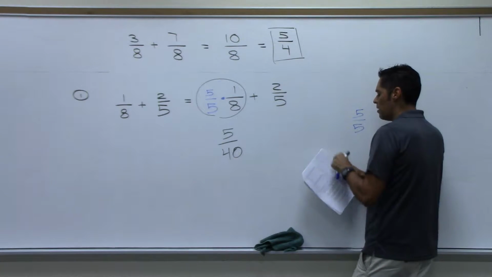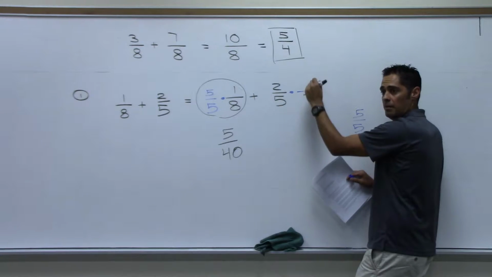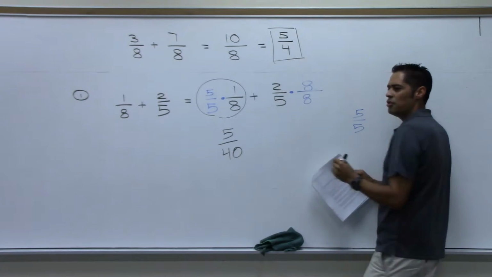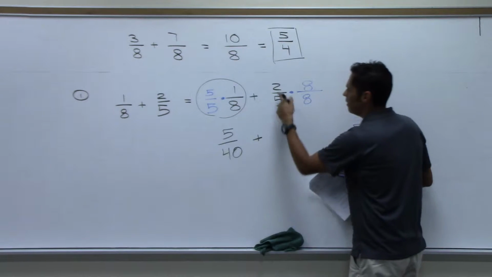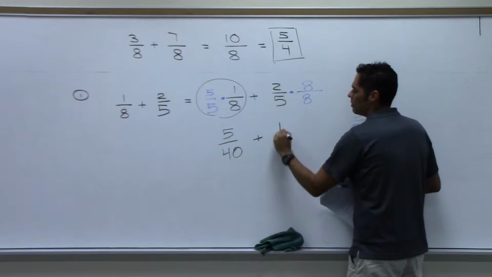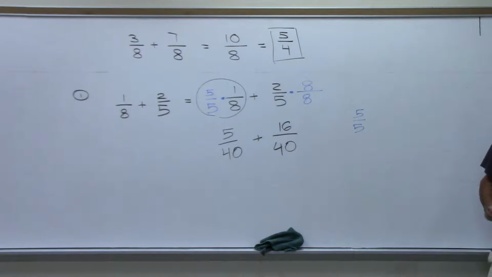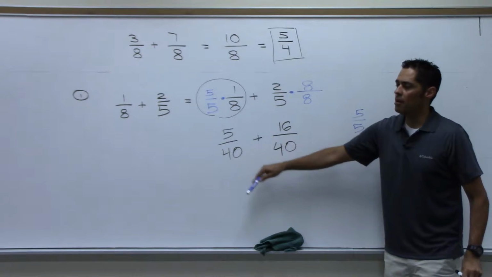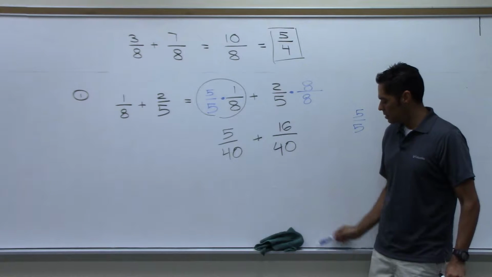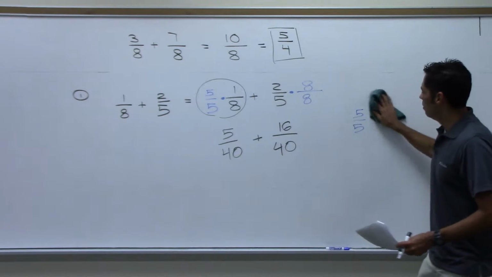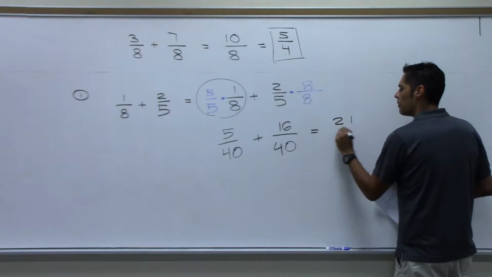Now I have to do the same thing on this one. What do I multiply by here? 8 over 8, right? Which again is 1, which doesn't change the answer to the problem. So you get on top 16, on the bottom 40. Now we have the same denominators. And once you have the same denominators, all you have to do is go across the top, whatever this operation is. So 5 plus 16, which is 21 over 40.